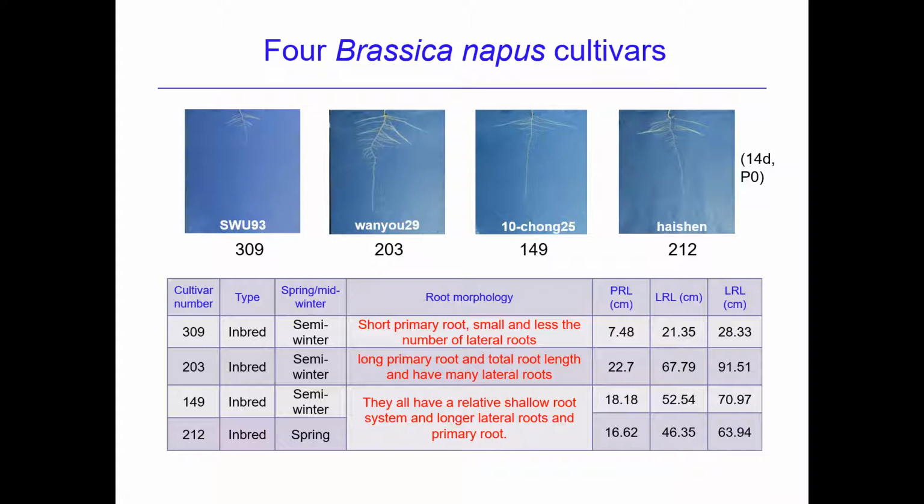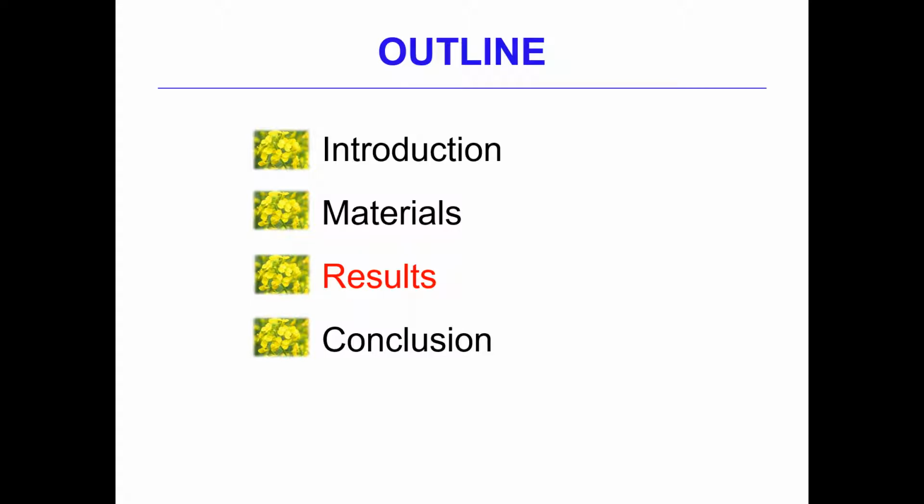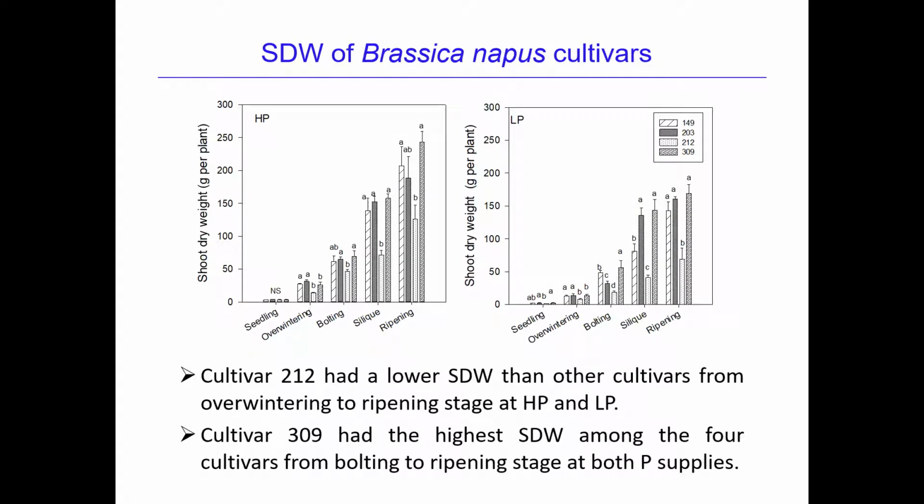We also analyzed the correlation between the total P acquisition and the biomass, and found that total P acquisition had a significant correlation with the biomass in each growth stage at both P supply conditions. And for the correlation between seed yield and biomass, we found that seed yield significantly correlated with biomass in silique and ripening stages at high P and in each growth stage at low P.